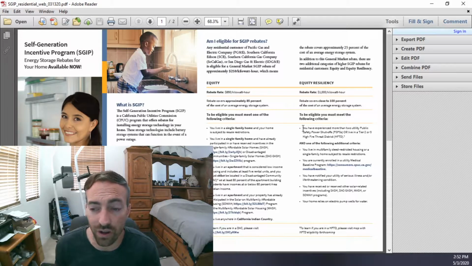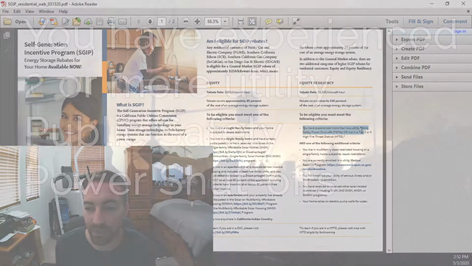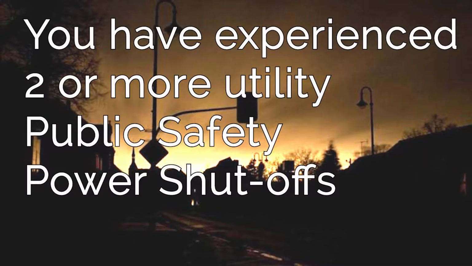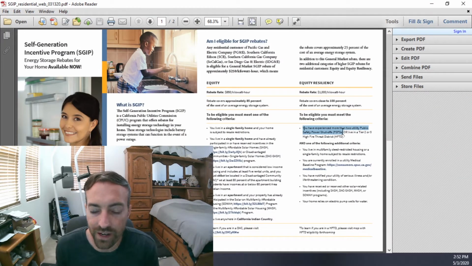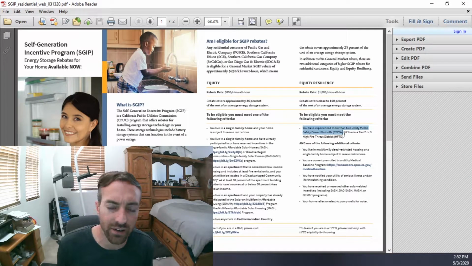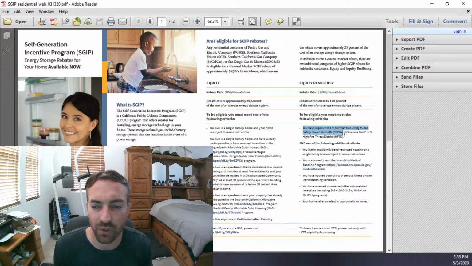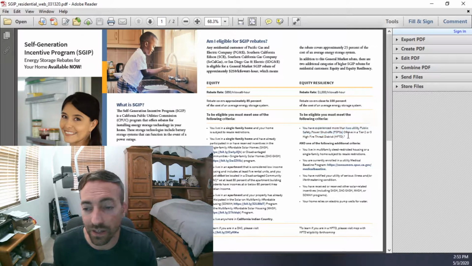So how do you qualify? I'm going to break it down pretty simply. One, you have to experience two public safety power shutoffs, or PSPSs. Now these are hard to find out. You get a notice for these, you get a letter, and maybe you've had a couple of those. Not very common. It was common last year when the fires were in some areas. So if that's happened, great. You need to have those letters to verify that.